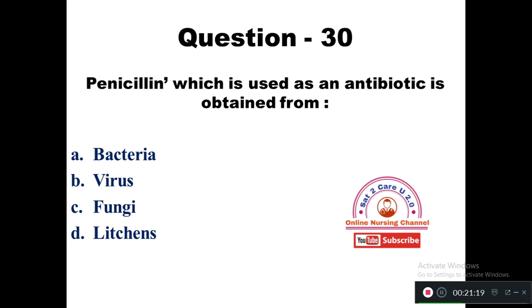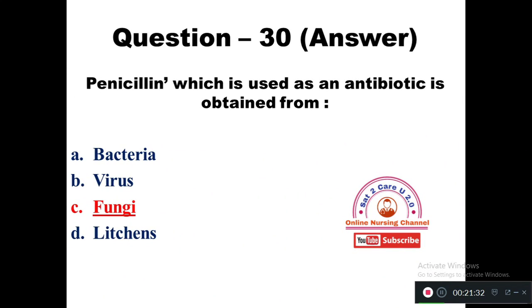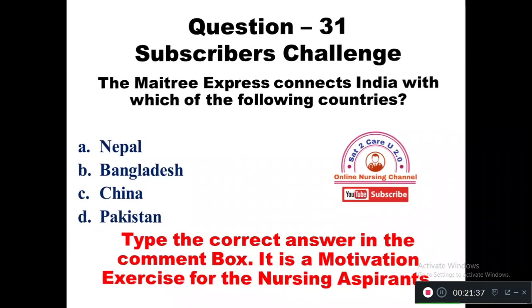And the 30th question: penicillin, which is used as an antibiotic, is obtained from A. Bacteria, B. Virus, C. Fungi, D. Lichens. So penicillin, which is a powerful antibiotic, from where are we getting it? We are getting penicillin from fungi. Option C is right.